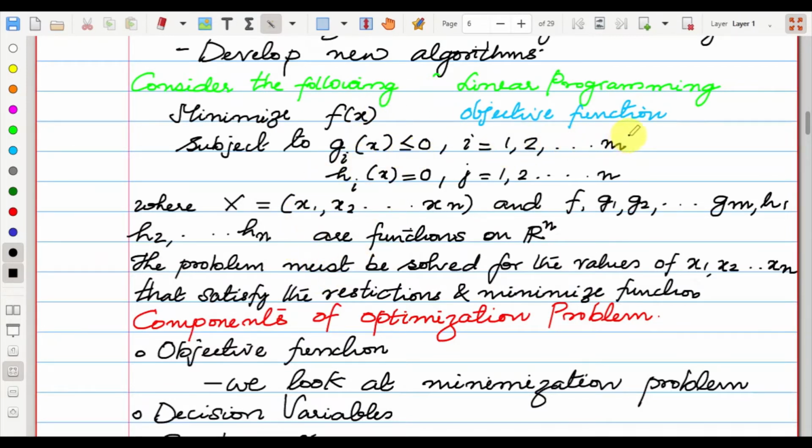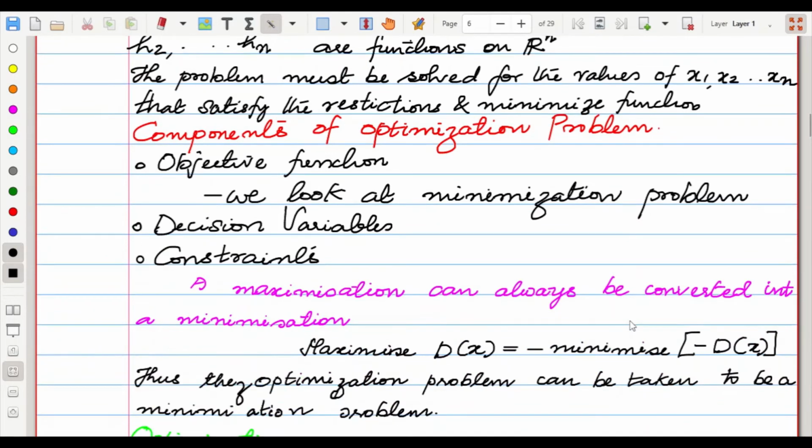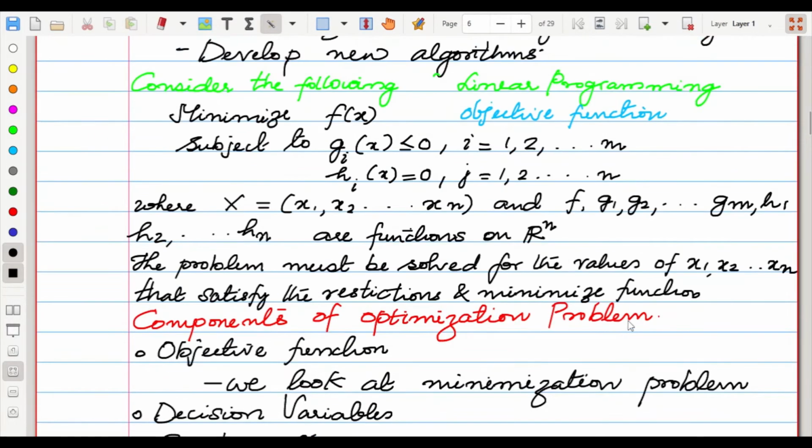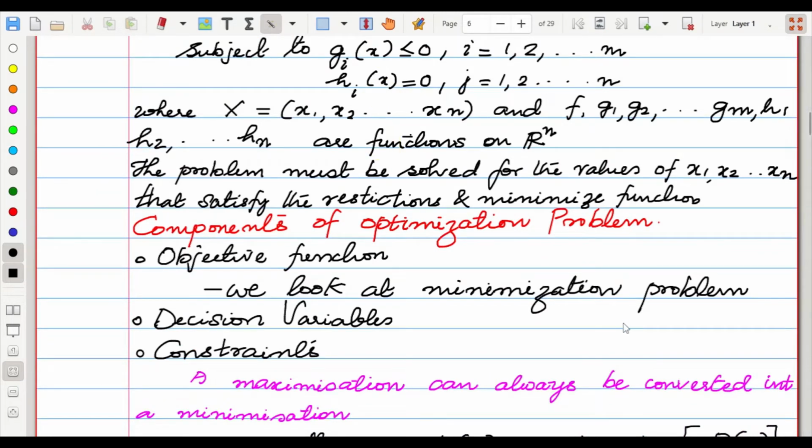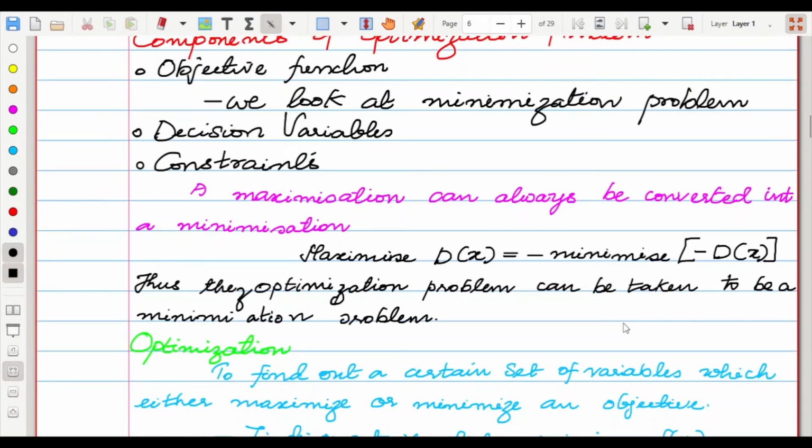So it is having objective function, then decision variable x, then there will be constraints. So components of the optimization problem: first one is objective function. This is our objective function. Then decision variable, that is x is the decision variable, and constraints are g and h. So a maximization can always be converted to a minimization problem using this equation. That is, maximize d of x equal to minus minimize of minus d of x. Thus, the optimization problem can be taken to be a minimization problem.